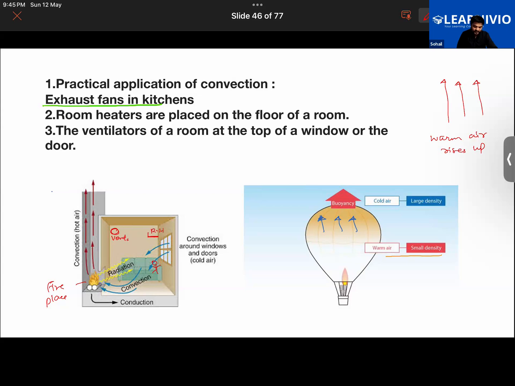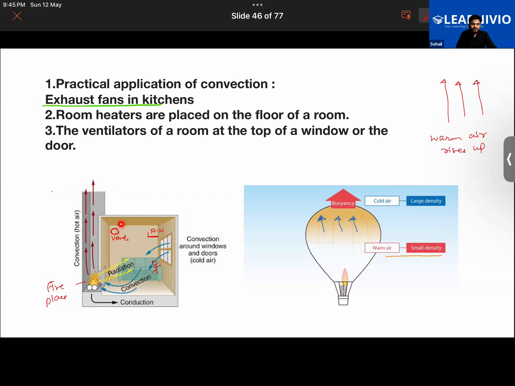So the warm air will go outside the room from this ventilator. The room will not be cooled down in this manner. That's why a heater or a fireplace is at the bottom of the room, placed on the floor, so that it gives out heat and warms up the room. Getting my point or not?